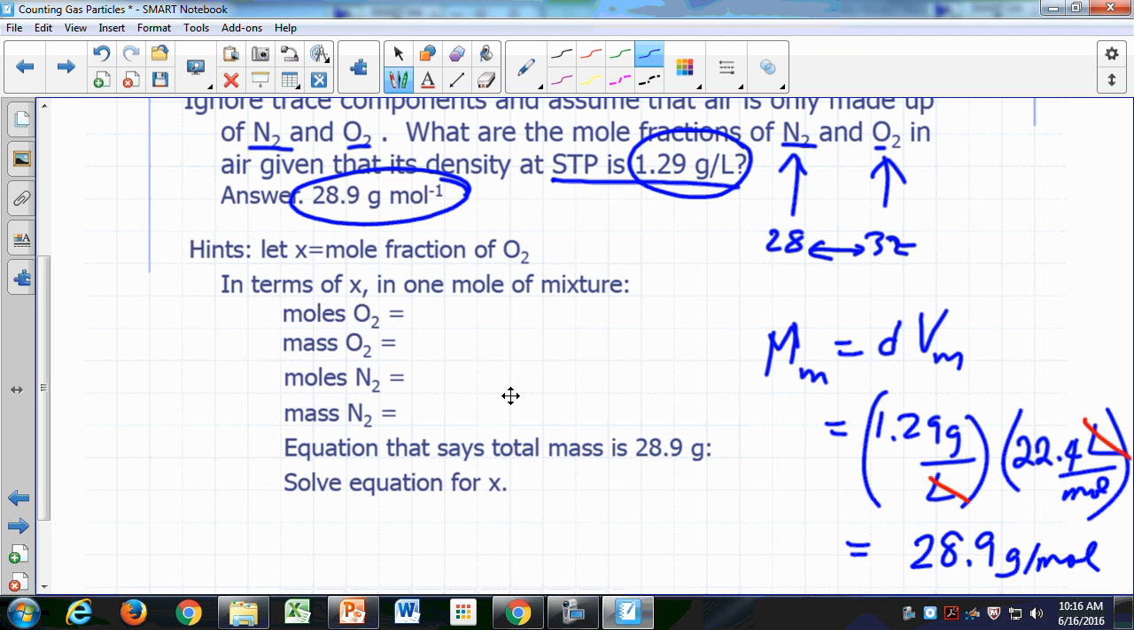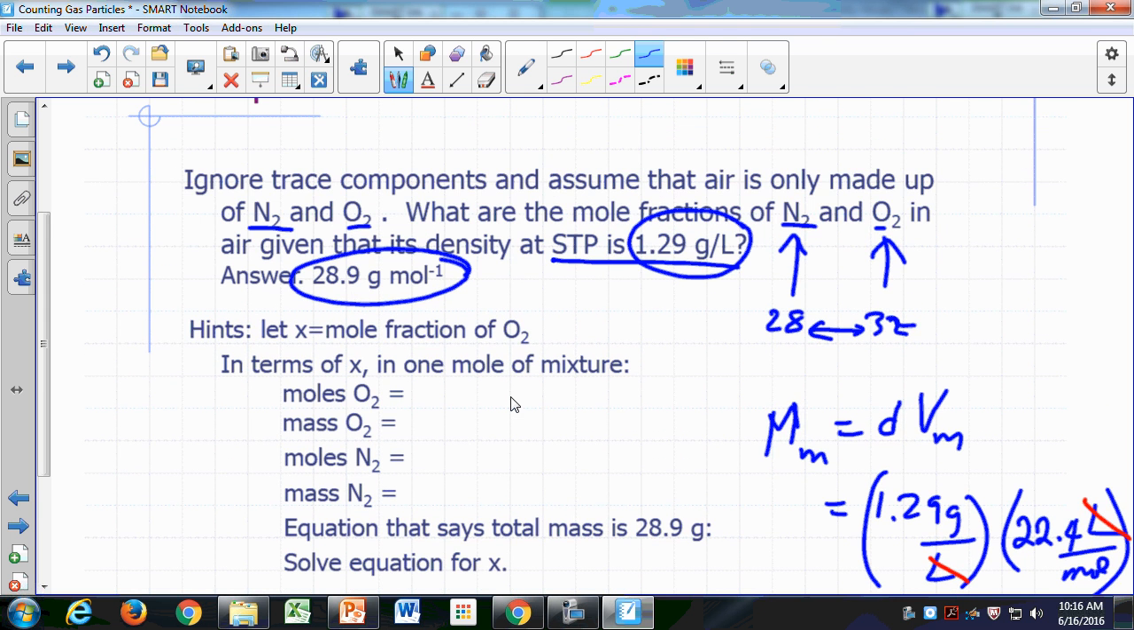Based on that average molar mass, we can now figure out how much of your air sample is N2 and how much is O2. Let's get a feel for what these numbers should be. Molar mass of nitrogen is 28, O2 is 32. Halfway between is 30, and 28.9 is around 29. So you can see the average is closer to the molar mass of N2. So you would expect air to have more than 50% N2. It's got much more N2 than O2.